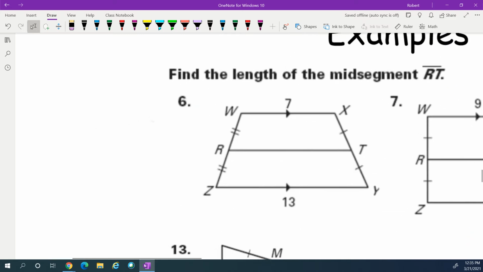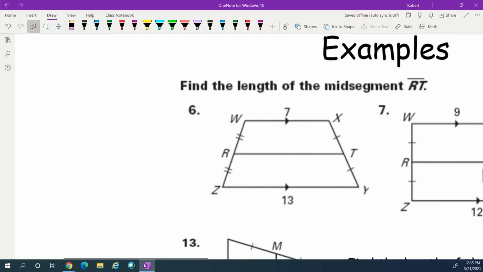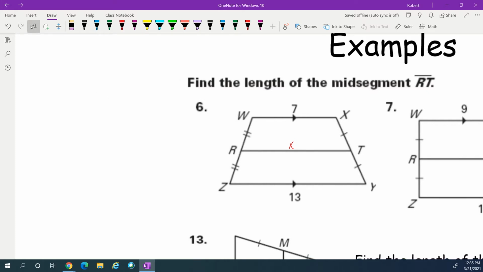Let's look here. We'll just blow it up, work with one at a time. We're looking for the length of RT, so I'm just going to treat that as an X. RT is our median or our mid-segment. So we know that the median equals 1/2 of the sum of the bases. So X equals 1/2 of 7 plus 13. So that's 1/2 of 20, or 10. So our segment here is 10.